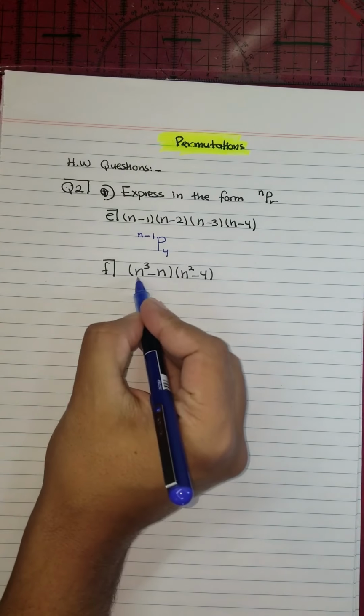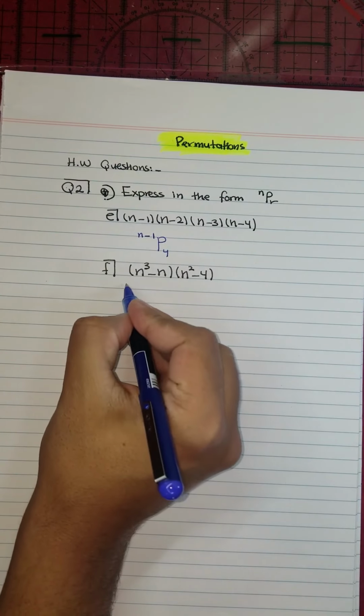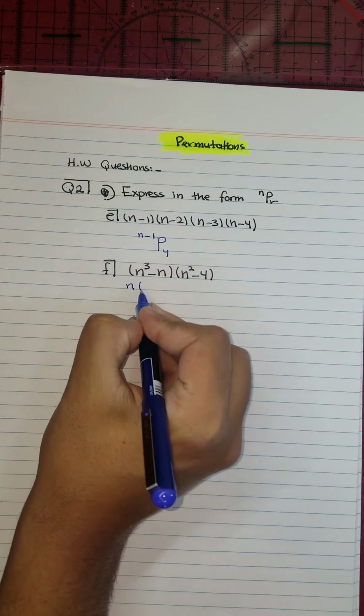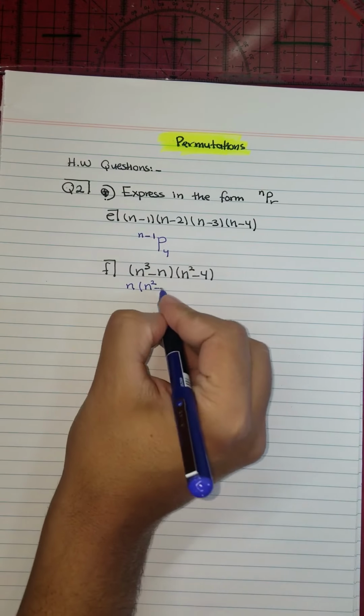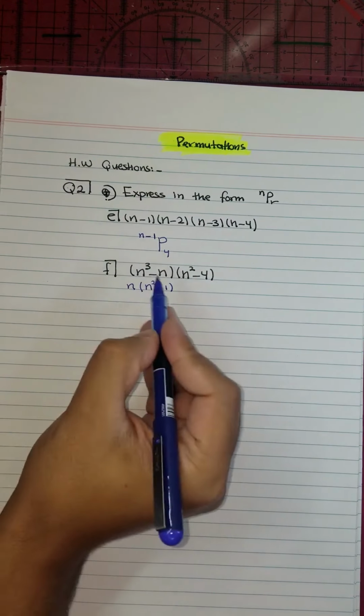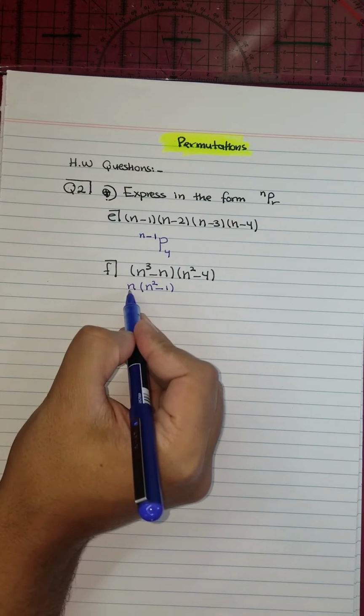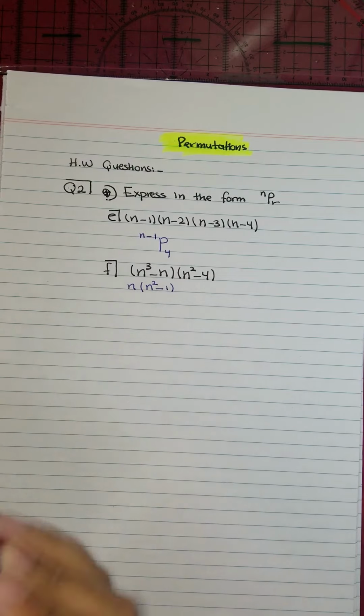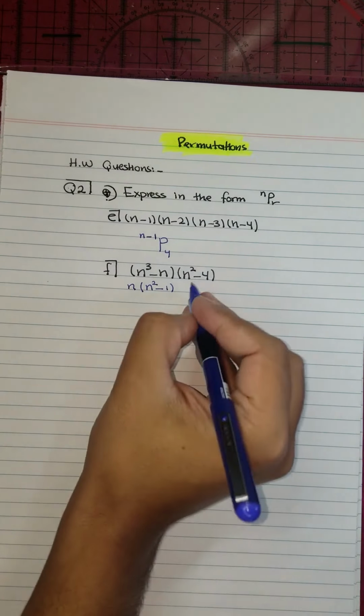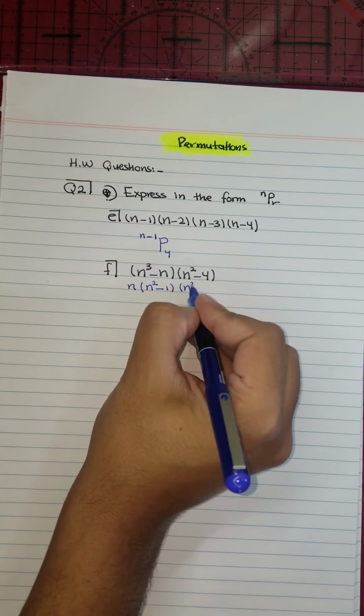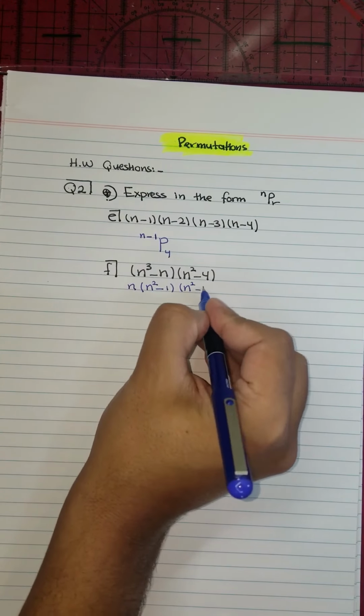From this first factor, I can take n as a common factor. And if I take n as a common factor, I will be left with n squared minus 1. So we took n as a common factor from these two. You have n cubed, you take n out, you still have n squared. And here you have n, you take it out, you still have 1. The second bracket is going to be n squared minus 4 as it is.